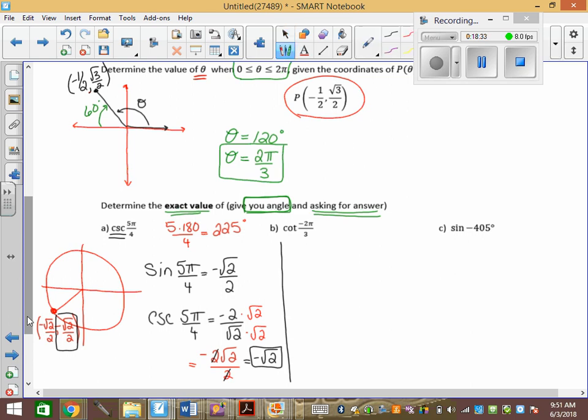Then I have cotan. So cotan of negative 2 pi over 3. So that negative 2 pi over 3 is equal to negative 120. If that's hard for you to visualize, add 360 and get its coterminal and use that, because it's going to terminate on the exact same answer. So that's positive 240. Okay?